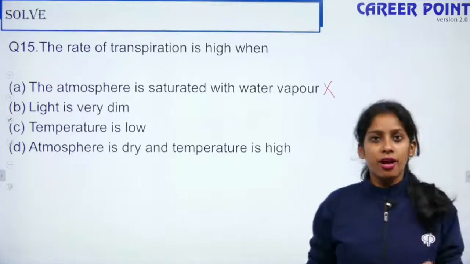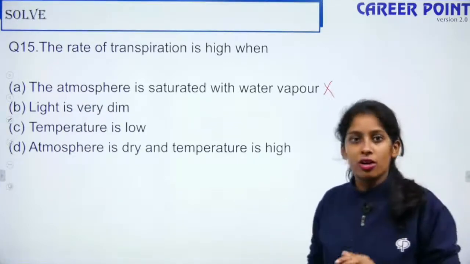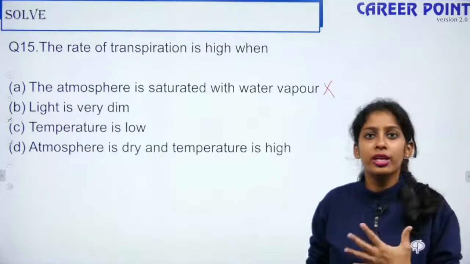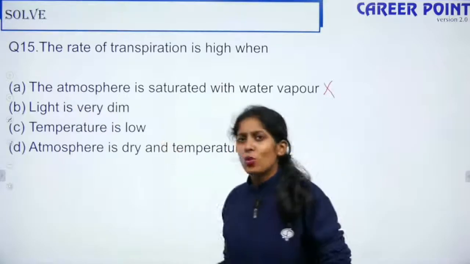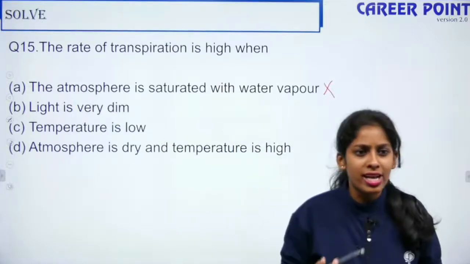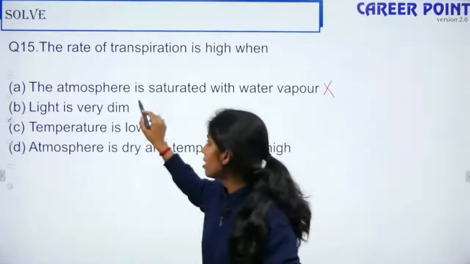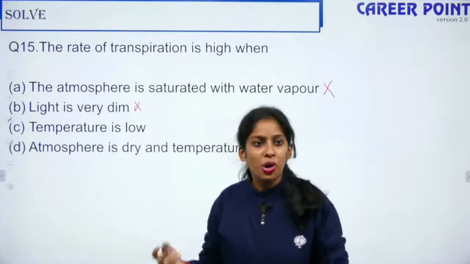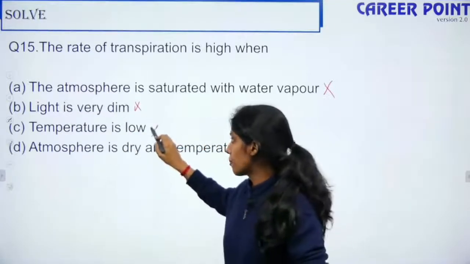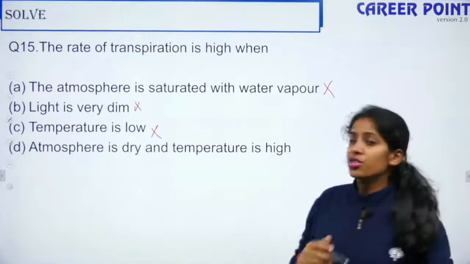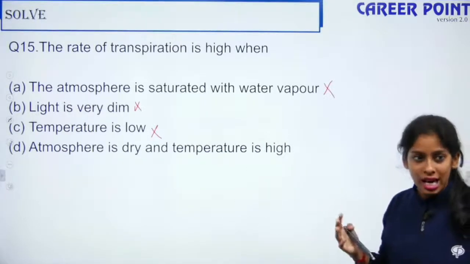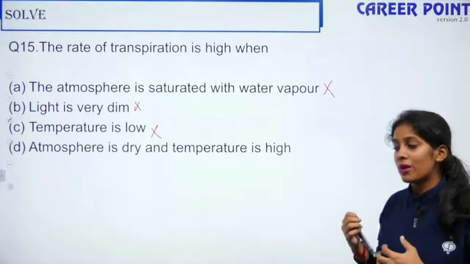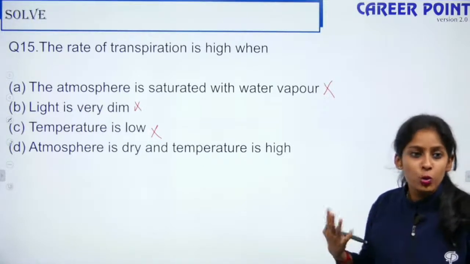We don't know anything about transpiration or any exact conclusive conditions, but still we can approximate because we know the logic, right? Light is very dim. When light is very dim and the temperature is very low, transpiration is not going to happen. Obviously light and temperature go hand in hand. So this is also not possible. The rate of transpiration is high only when the atmosphere is dry and the temperature is very high. When there is high temperature, when it is too sunny, then you also sweat a lot, right?